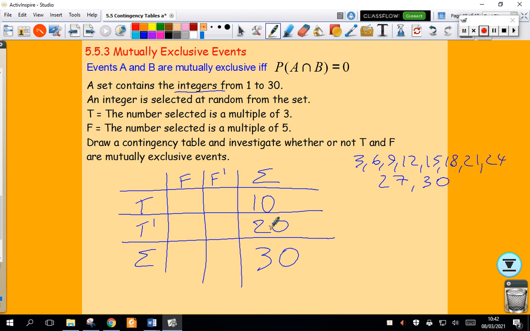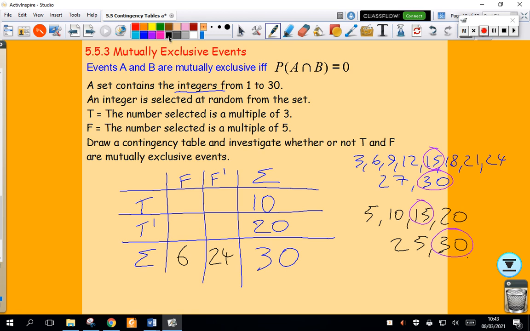And if I look at the multiples of 5: 5, 10, 15, 20, 25, and 30. There's 1, 2, 3, 4, 5, 6. There are 6 multiples of 5 in the integers from 1 to 30. So there are 24 numbers that are not multiples of 5. What does this cell represent? Well, this cell represents the numbers that are multiples of 3 and multiples of 5. So what numbers are multiples of 3 and 5 here? Well, 15 is a multiple of both, and so is 30.